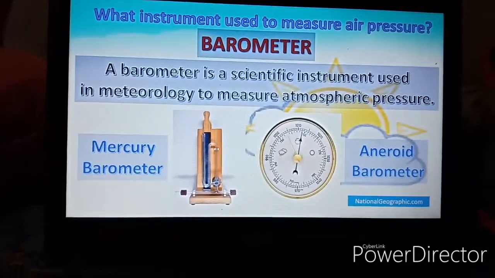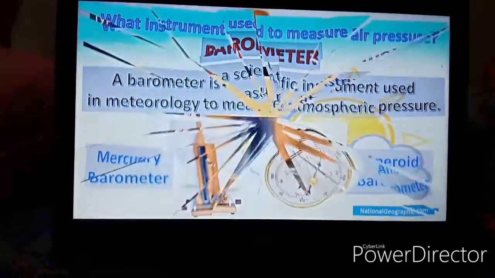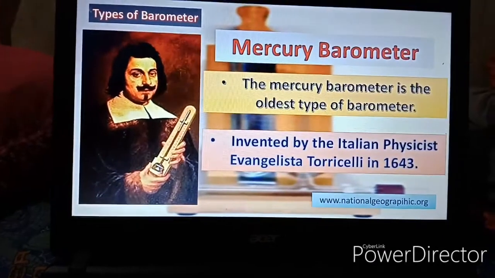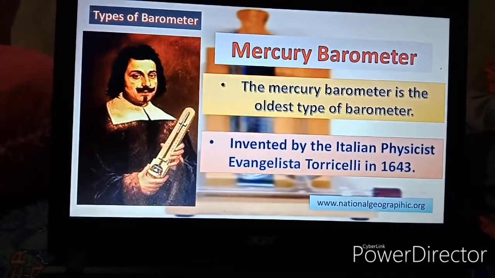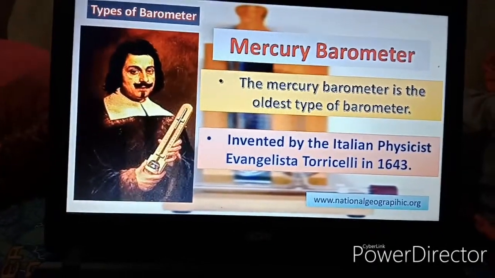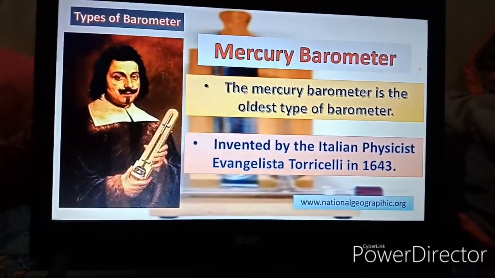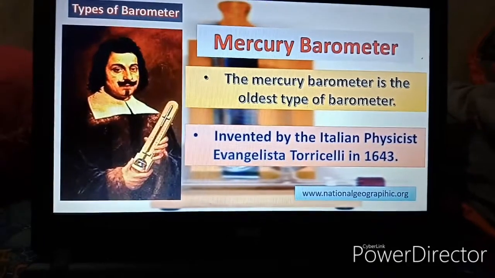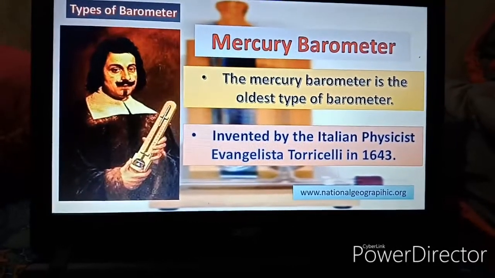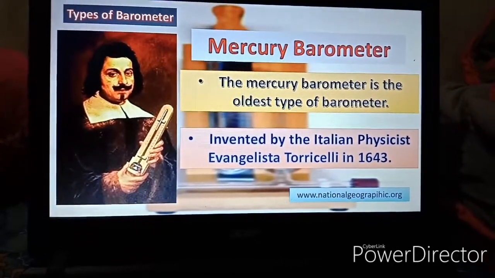First is the mercury barometer. The mercury barometer is the oldest type of barometer. It was invented by the Italian physicist Evangelista Torricelli in 1643.